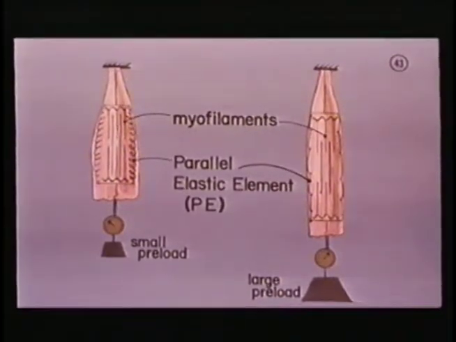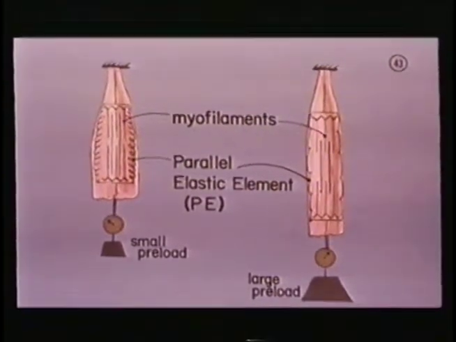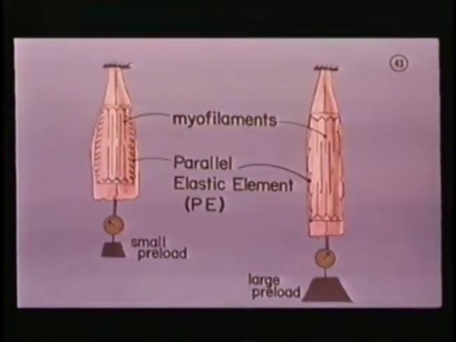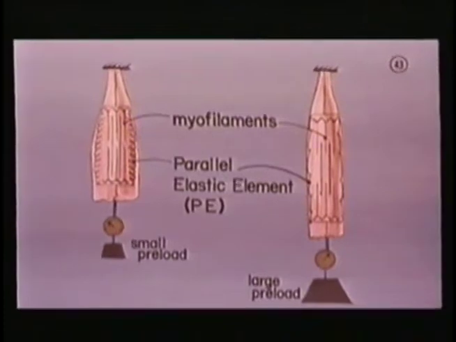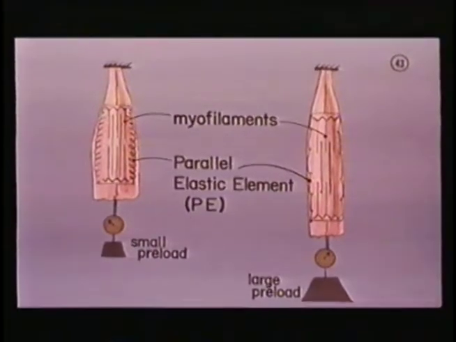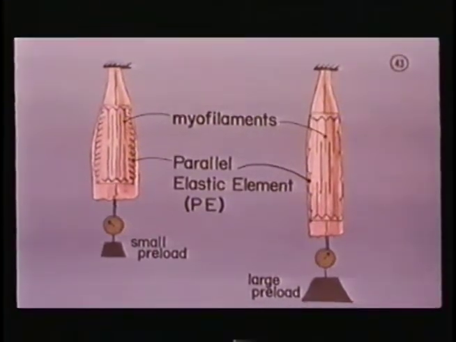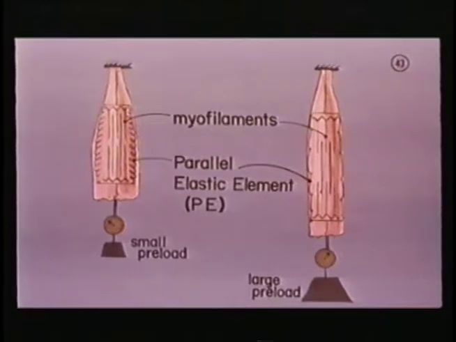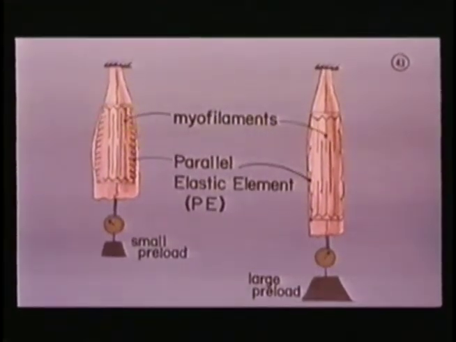Much of cardiac muscle elasticity may reside anatomically in the connective tissue surrounding the muscle fibers. Thus, it is usually thought of as an elastic, spring-like element functionally in parallel with the myofilaments, as illustrated on the slide. It is usually called a parallel elastic element, or PE. As illustrated on the slide, the larger the preload, the greater the stretch of both the PE and the sarcomeres.